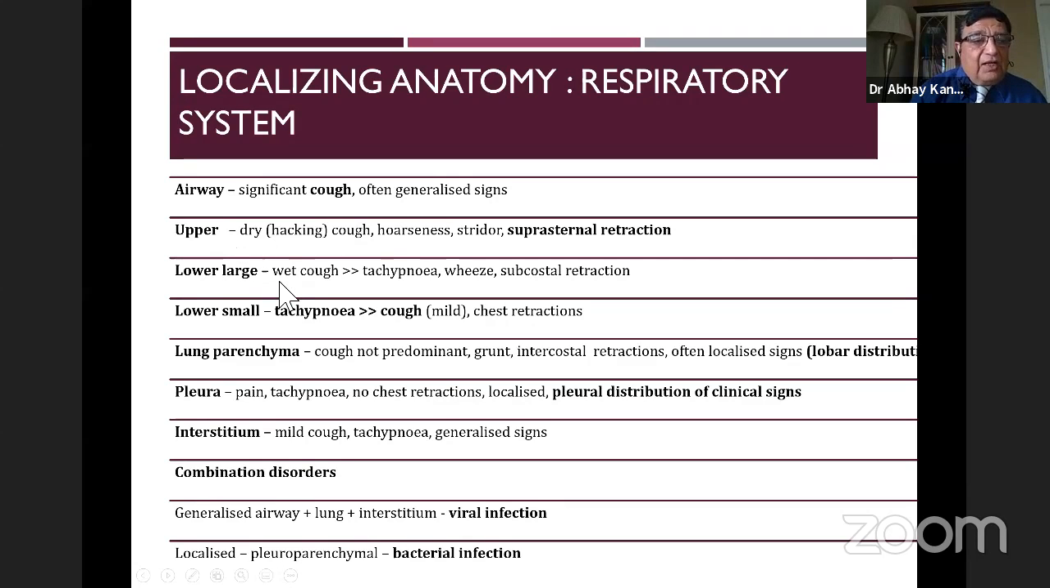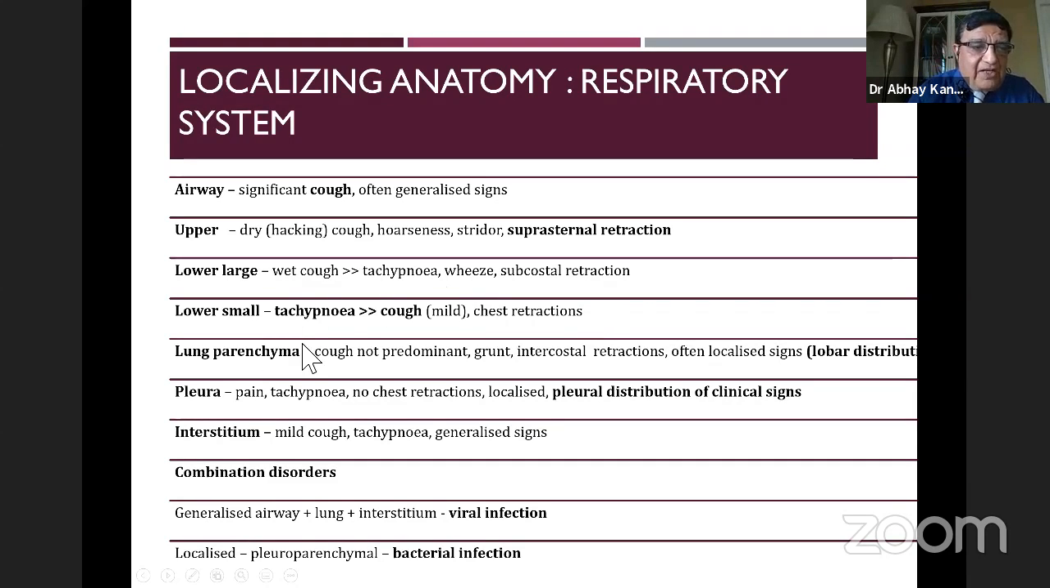In case of the lower airway, again, cough is a predominant feature, but here the wet cough will be more. The child may have tachypnea, wheezing, and instead of the suprasternal retraction, we have subcostal retraction. So a subcostal retraction is a sign of the lower airway, especially the large airway. Sometimes the lower small airways are affected, where the patient will have cough and tachypnea, but here the tachypnea will be more than the cough, and chest retractions are also present.